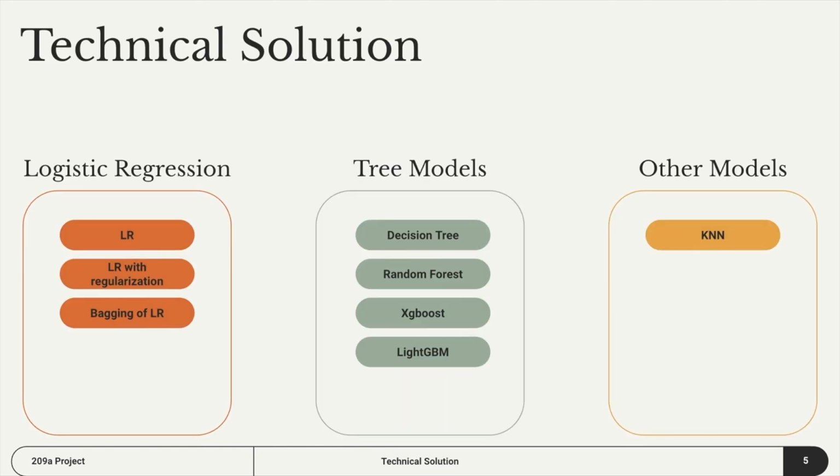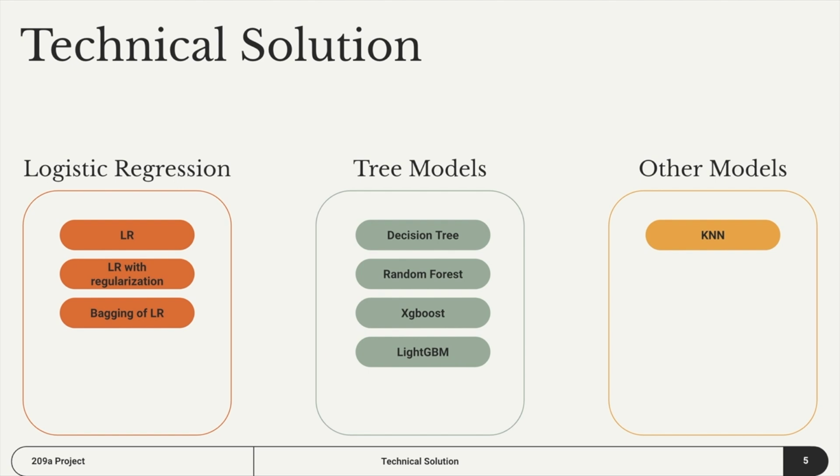We computed 8 models in total. First of all, we had a logistic regression without regularization as our baseline model. And later on, we also have LR with regularization and bagging of LR. We also computed decision tree models and random forest models as our tree models. And further on, we explored XGBoost and LightGBM as variations of tree models. We also computed KNN as another variation.